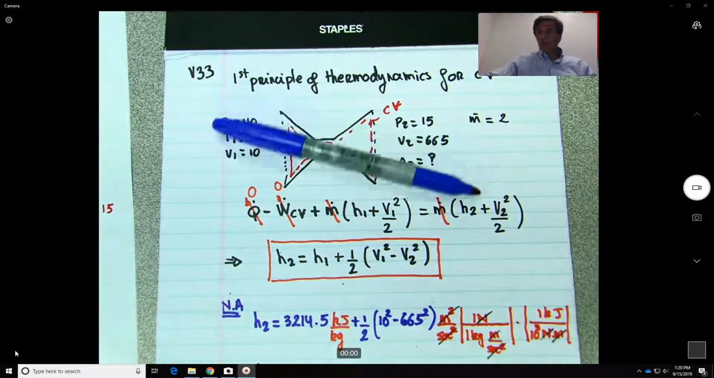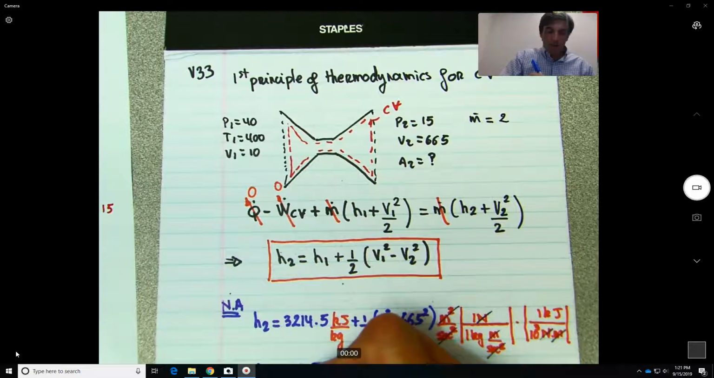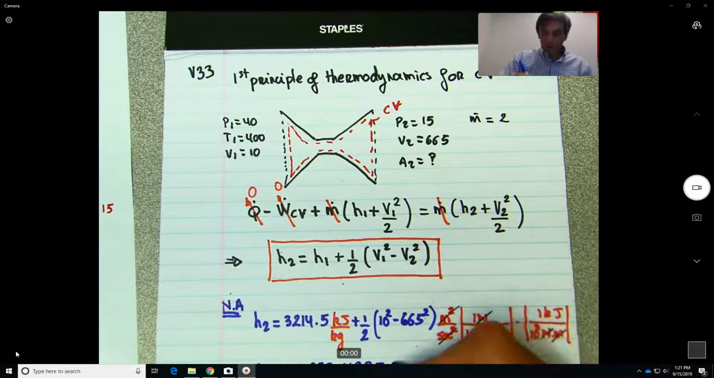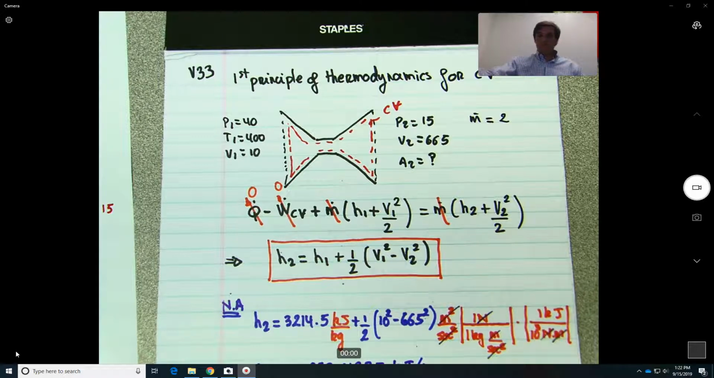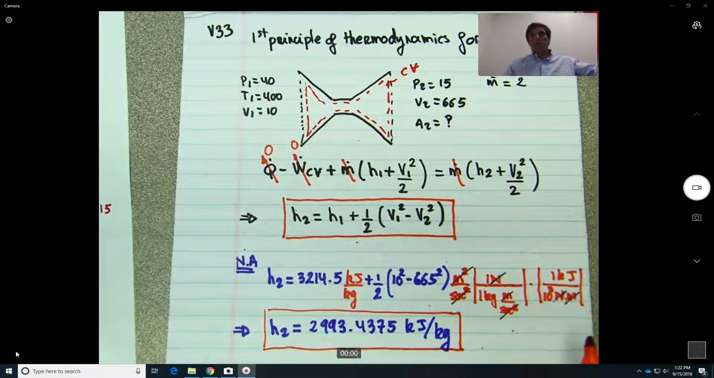So if you do the calculation, 2,993.4375 kilojoules per kilogram. Okay. Let me zoom out for a second.